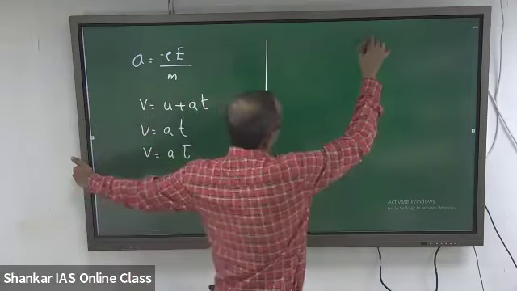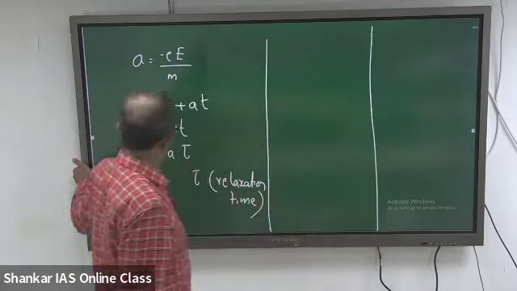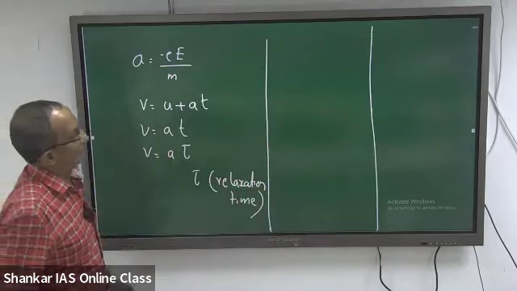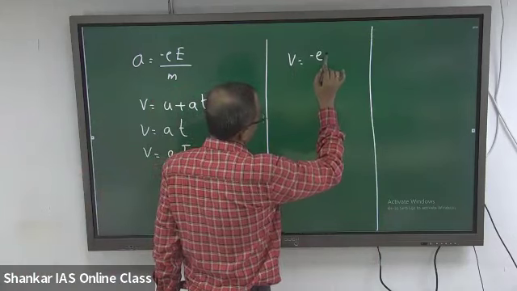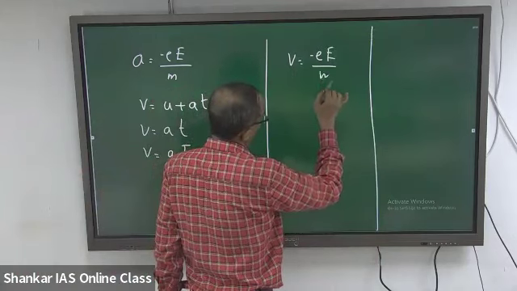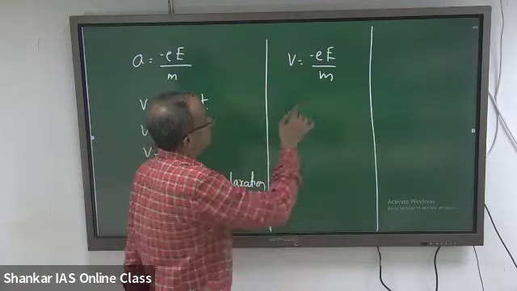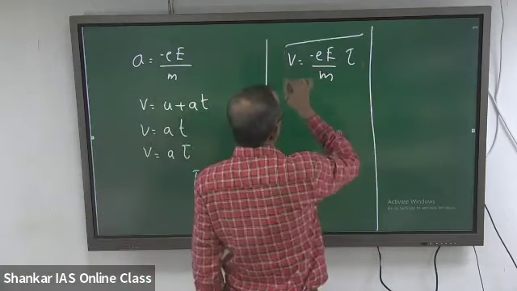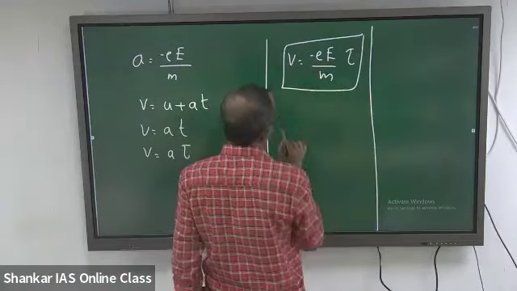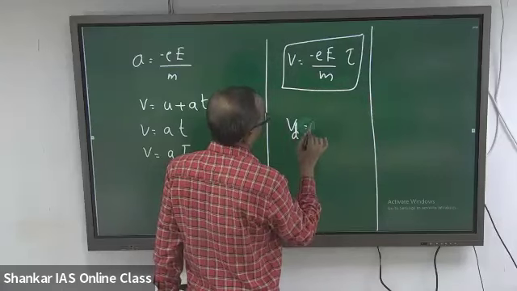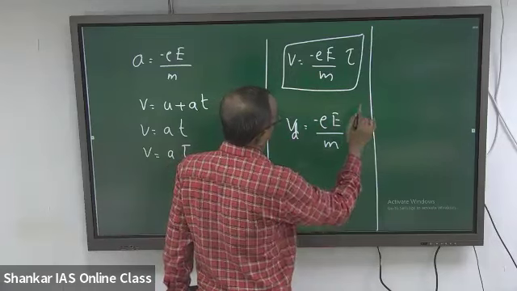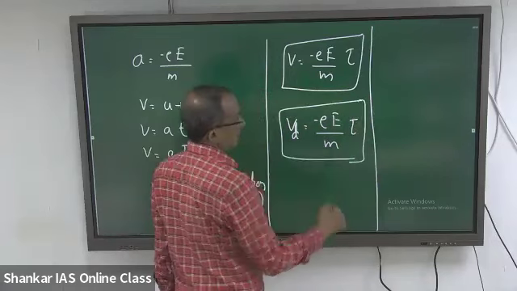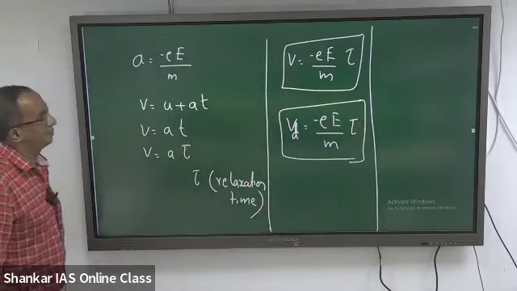Now, instead of a, we can substitute minus eE by m, for acceleration. Then tau. This is the basic equation for drift velocity: Vd is equal to minus eE by m into tau, where tau is the relaxation time.